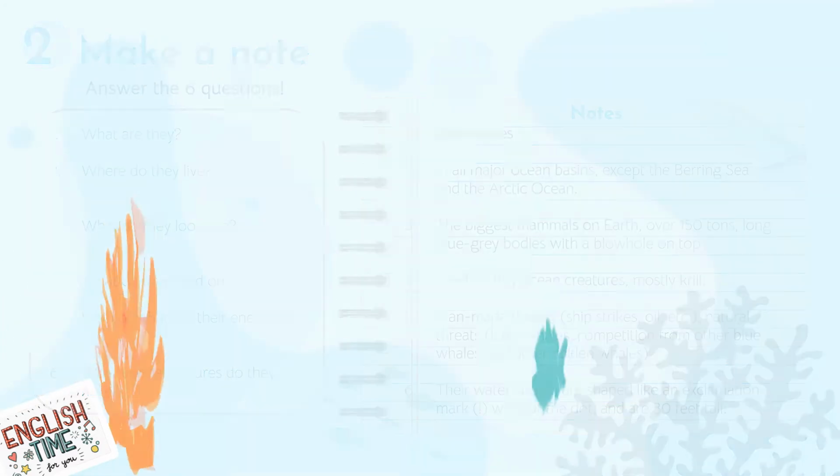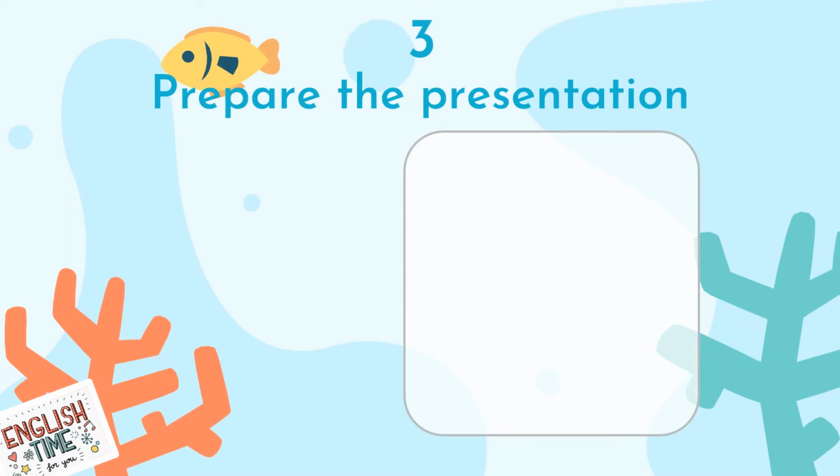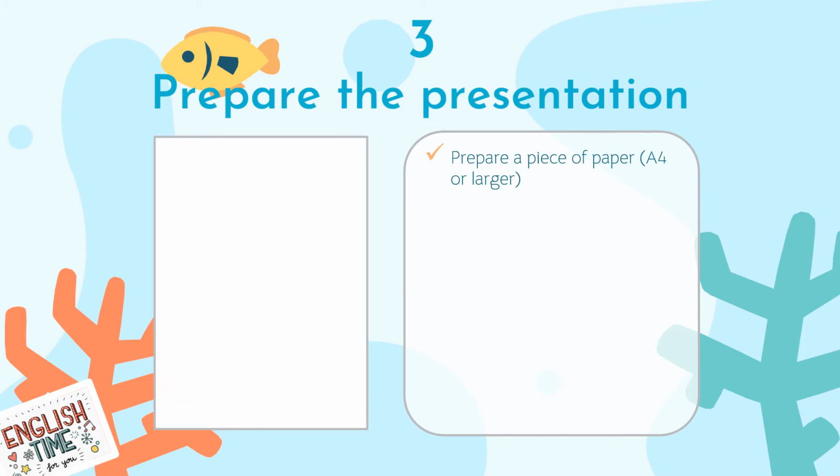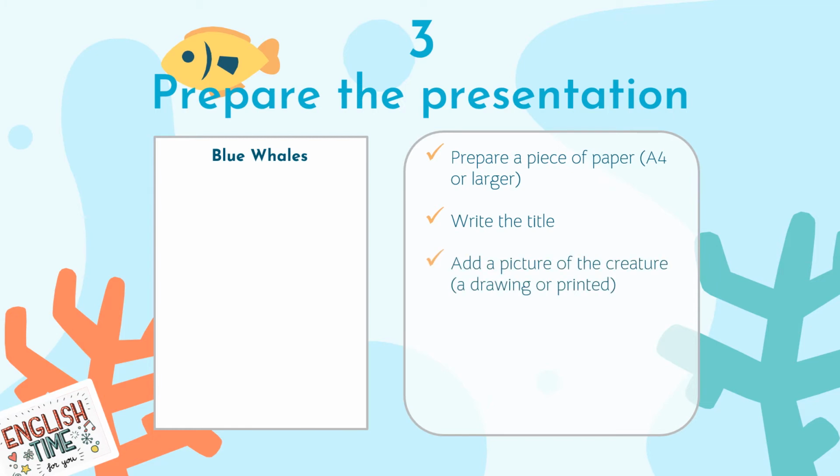The third step is to prepare the presentation. First, you prepare a piece of paper. The size can be A4 or larger than A4. Okay. Next, write the title. What is the title of our presentation? Of course, our sea creature, right? Our example here is blue whales. And then after that, add a picture of the creature. Can be a drawing or can be printed.